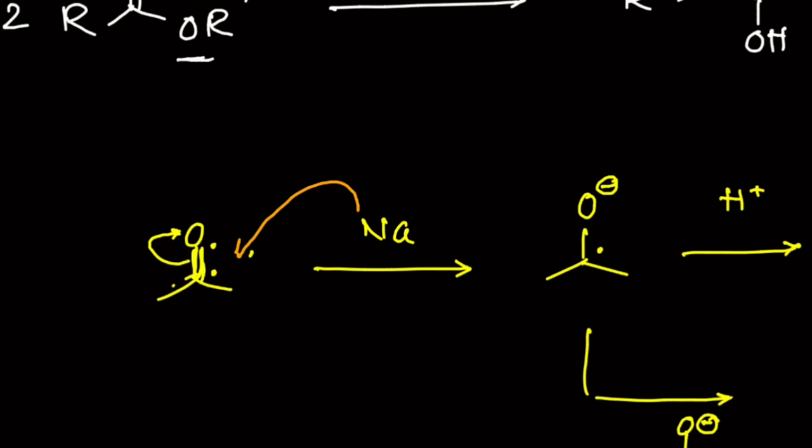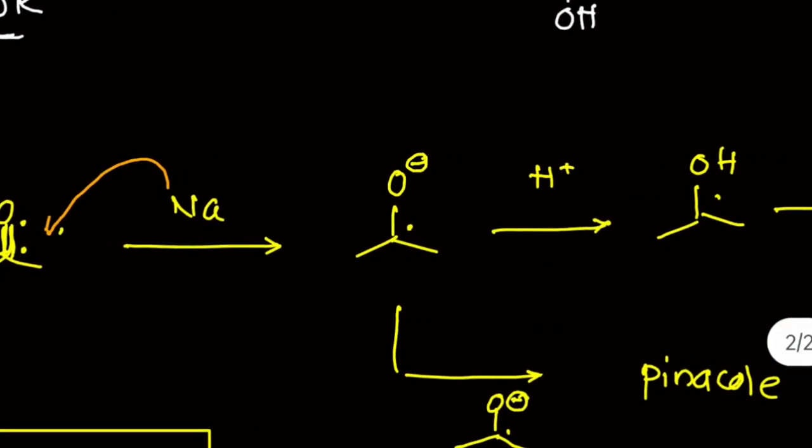The 1 electron from sodium will be transferred to the carbonyl carbon. You know that the pi bond will be cleaved and there is a formation of a radical anion. Now there is one limitation for this reaction. That radical can easily couple with other radicals, so there is a formation of pinacol also.